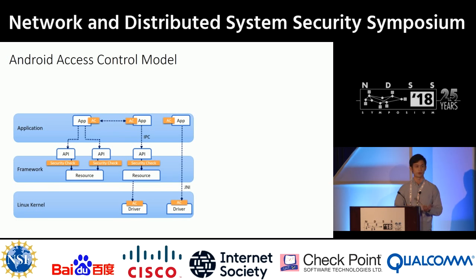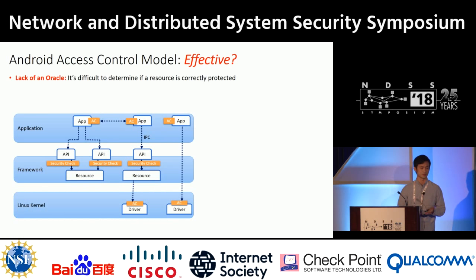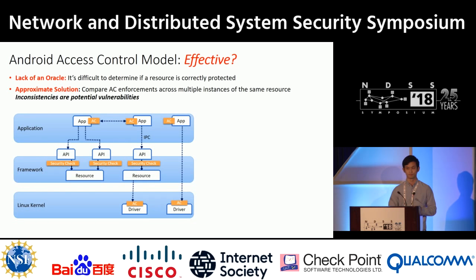However, several research works have questioned the effectiveness of the Android access control model. With the lack of an oracle, it's very difficult to determine if a resource is correctly protected. One approximate solution is to compare the access control enforcements across multiple instances of the same resource and report inconsistencies as potential vulnerabilities.